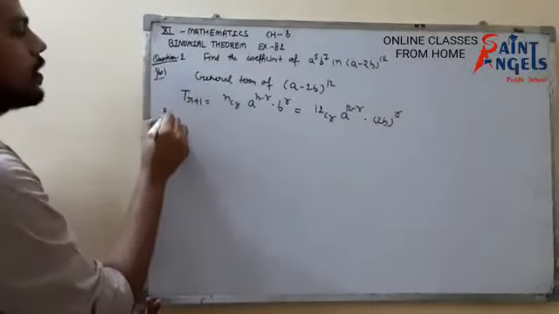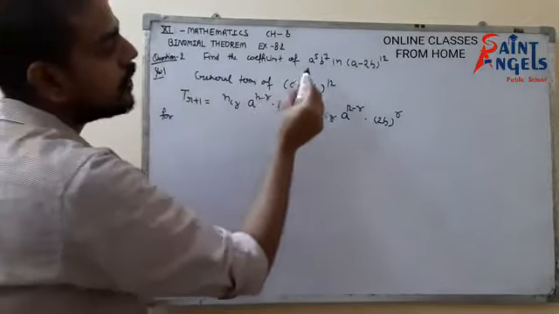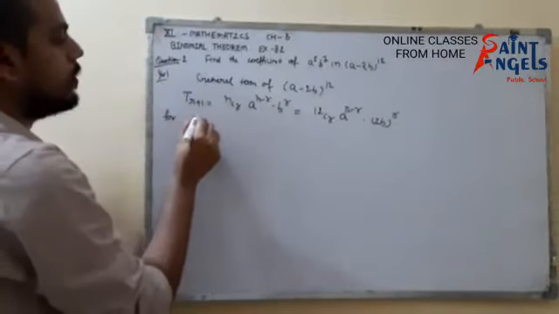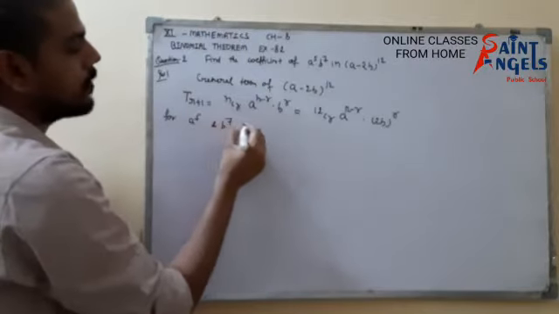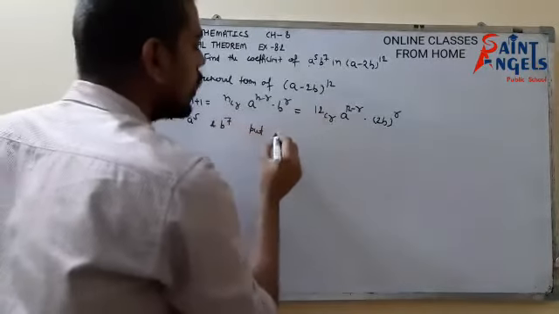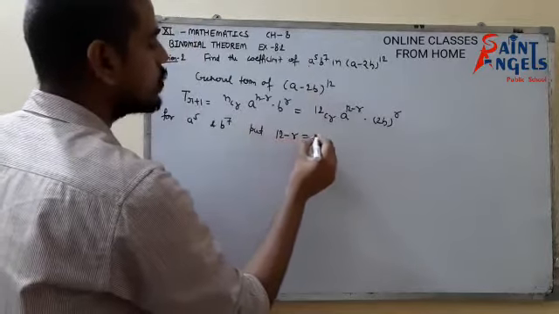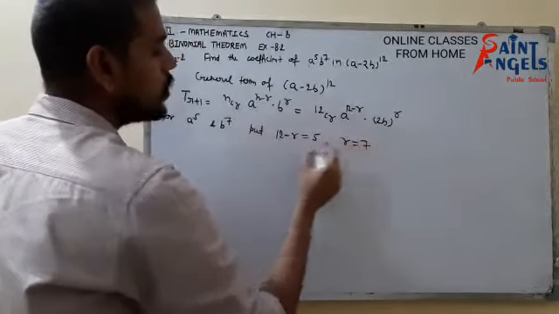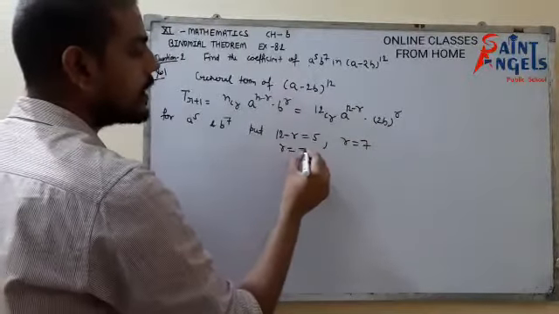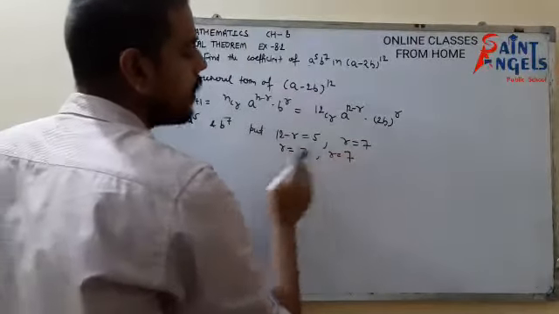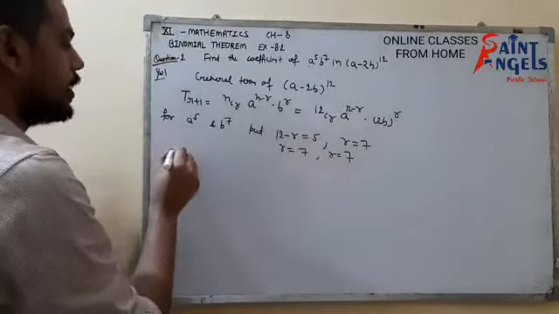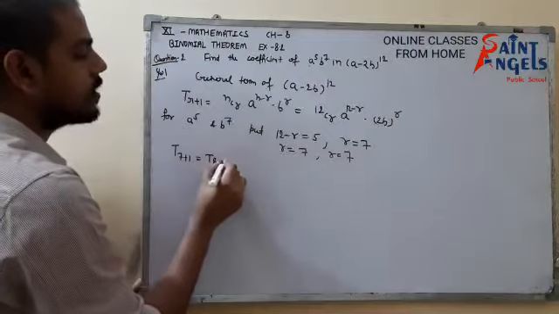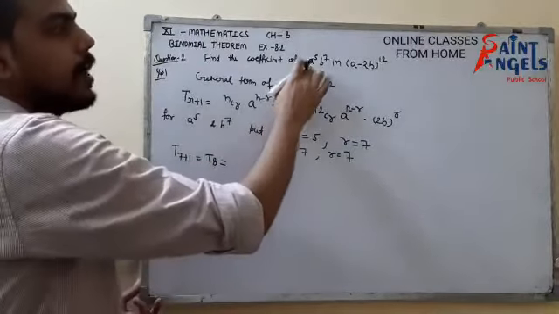So for what we are asked, the coefficient of a to the power 5 and b to the power 7: for a to the power 5, put 12 minus r equals 5, and for b to the power r, it means r equals 7. So from both sides, as you can see, we are getting r equals 7. Now T(7+1), it means T8, the 8th term, is where we will get a to the power 5 and b to the power 7.